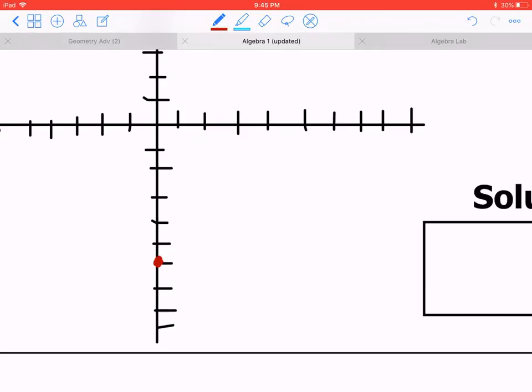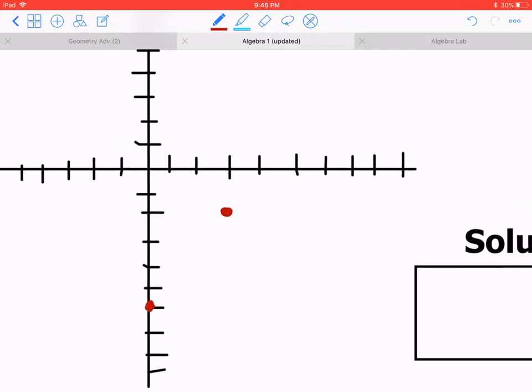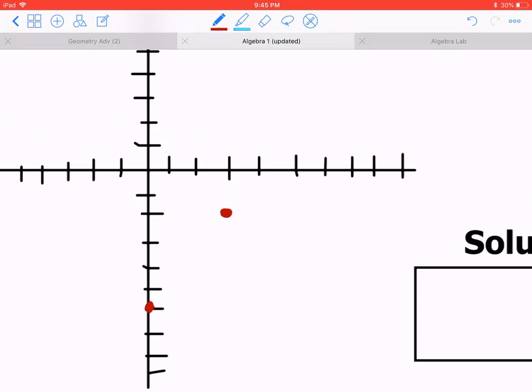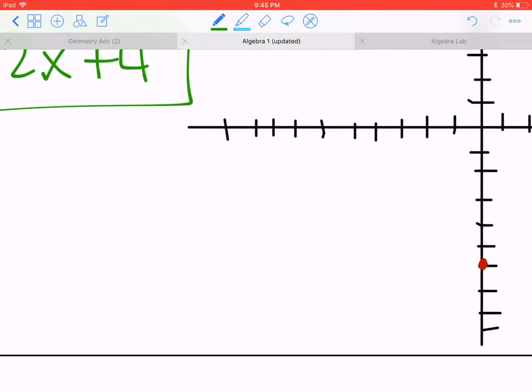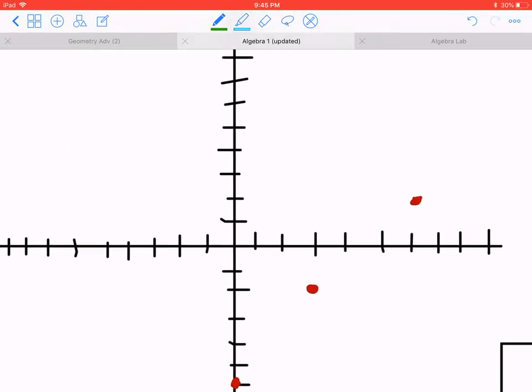So 1, 2, 3, 4, over 1, 2, 3. And I'm just going to leave those 3 points for now. I'll also do my green line. So the green one starts at +4 and goes down 2, right 1. So +1, 2, 3, 4. And go down 2, right 1, down 2, right 1, down 2, right 1. So there is my intersection there.